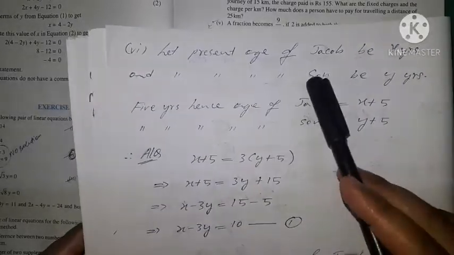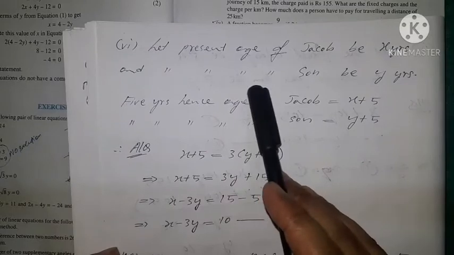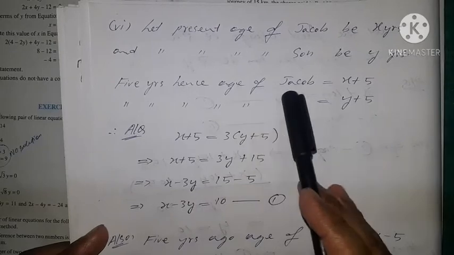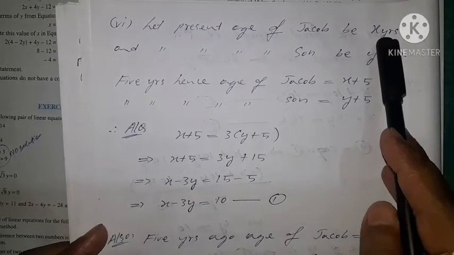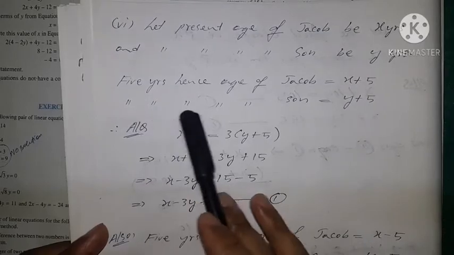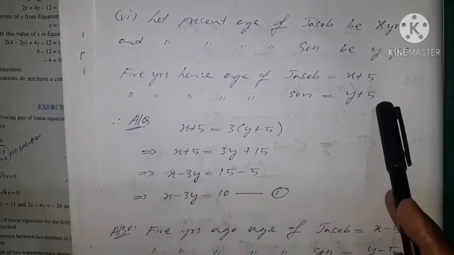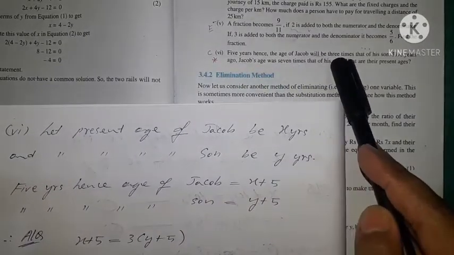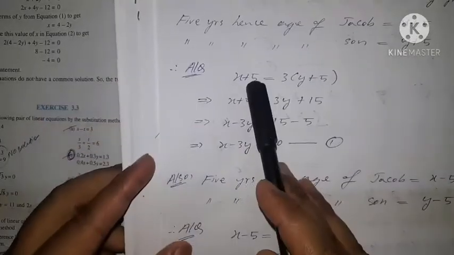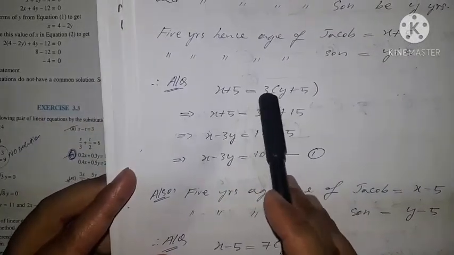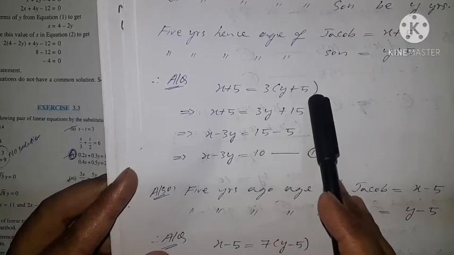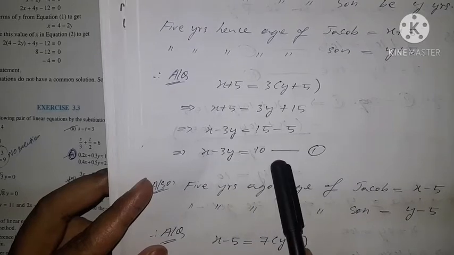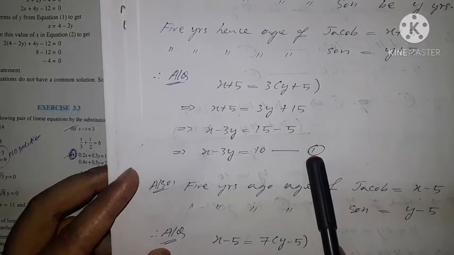So let the present age of Jacob be x years and the present age of his son be y years. Now 5 years hence, that means after 5 years, the age of Jacob will be x plus 5, and similarly the age of son will be y plus 5. According to the question, after 5 years the age of Jacob will be 3 times that of his son. So x plus 5 is 3 times y plus 5. If we simplify, we get x minus 3y is equal to 10. Take this as equation 1.